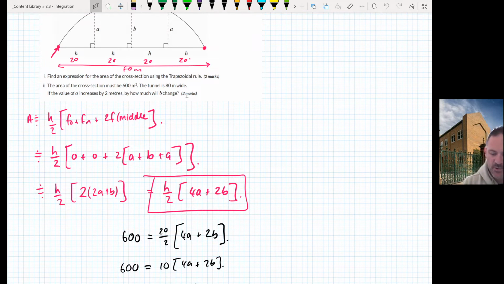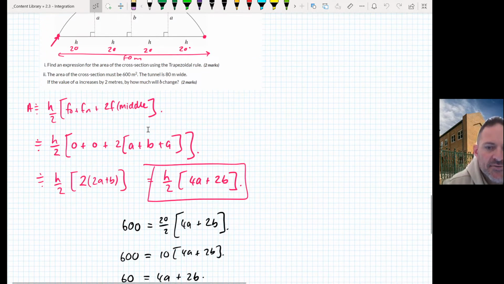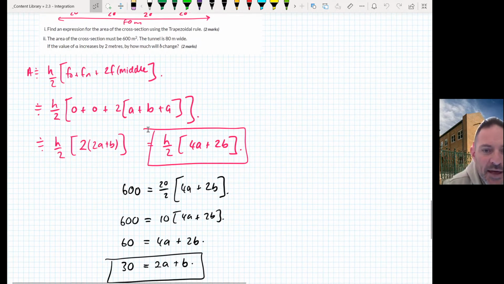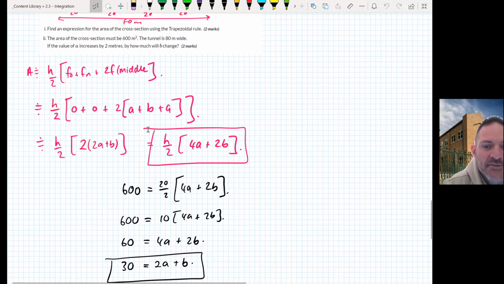Now, again, this is a much more challenging sort of question because it says the value of a increases by 2 meters. By how much will b change? Well, it's very abstract maths, right? There are no real numbers for a and b. Of course, I could let a be a number and then increase it by 2 to see what happens. So, for example, let's get an expression for b: 30 minus 2a, because that makes it a little bit easier.